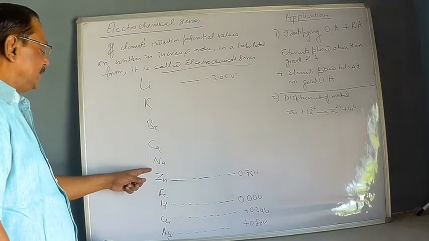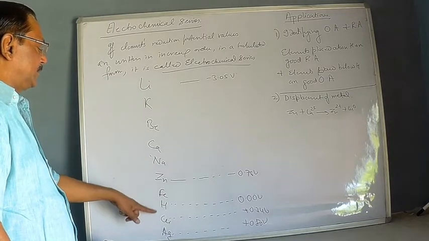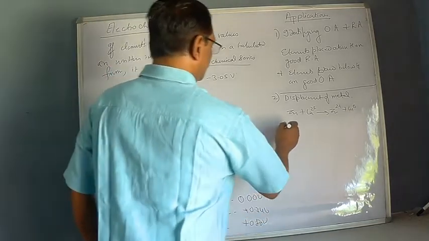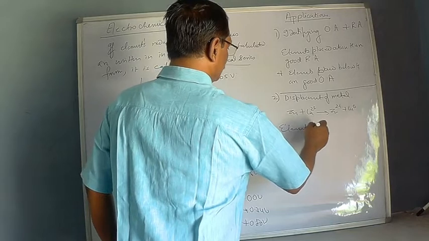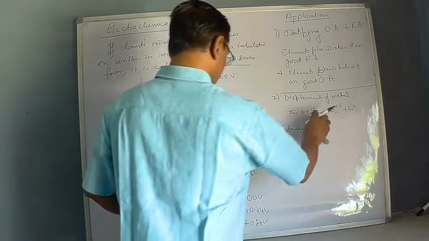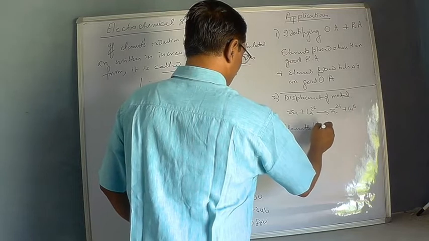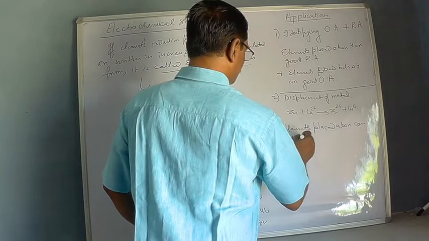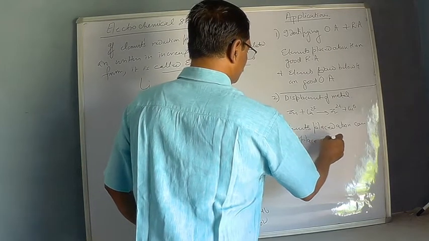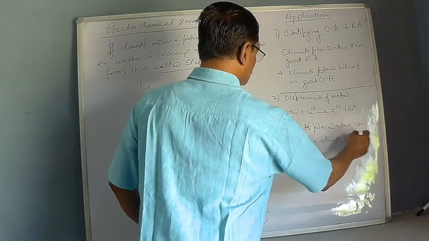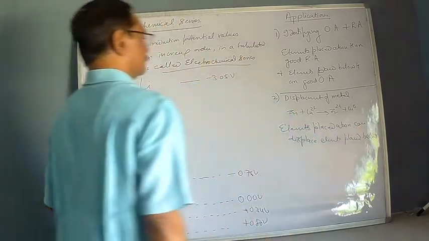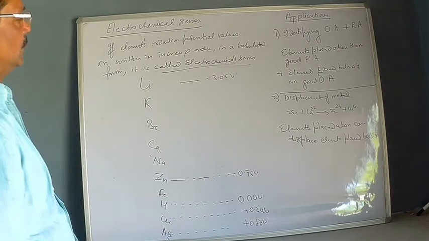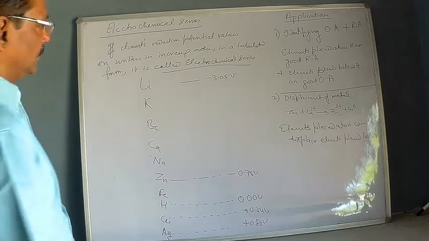So we can say that elements placed above can displace elements placed below during the reaction. So I can write here: elements placed above can displace elements placed below. Or in simple terms, ऊपर वाला can reduce नीचे वाला. So the elements which are placed above can reduce elements placed below.